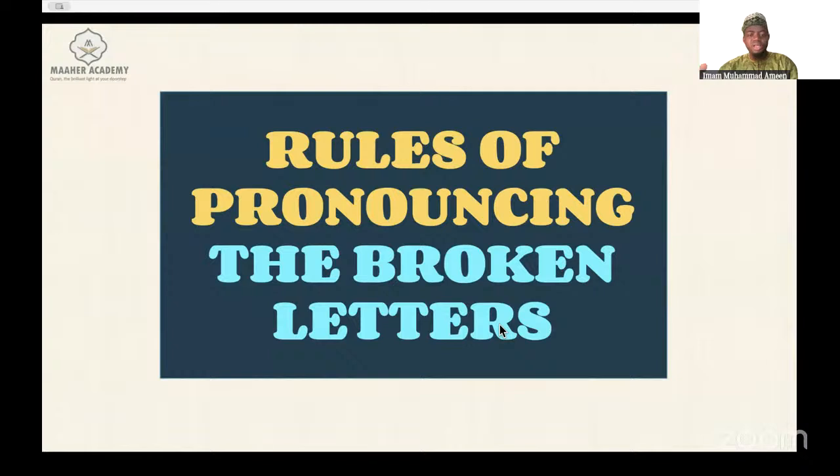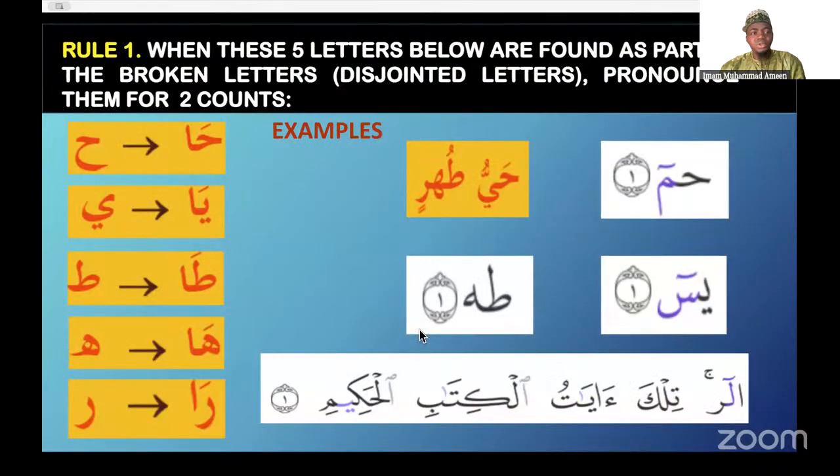So, the rules of pronouncing the broken letters. What are the rules of pronouncing the Quran's broken letters? Let's talk about them. The first rule is when you have 5 letters, there are 5 letters, anytime they are part of the broken letters. There are 14 of the broken letters, right? Anytime they are part of the Huruf al-Muqatta'a, the disjointed letters, they get pronounced for 2 counts.